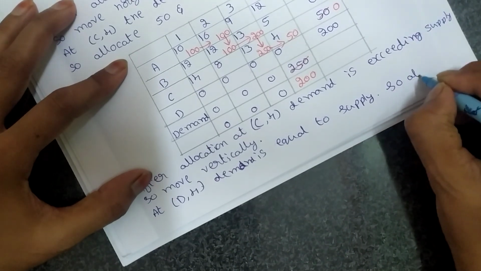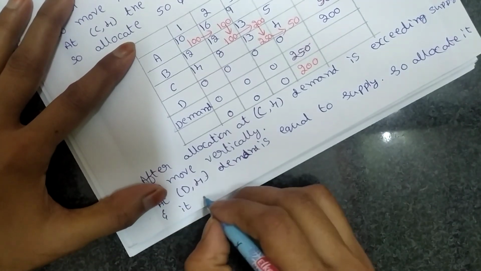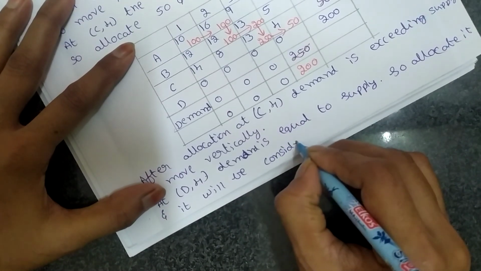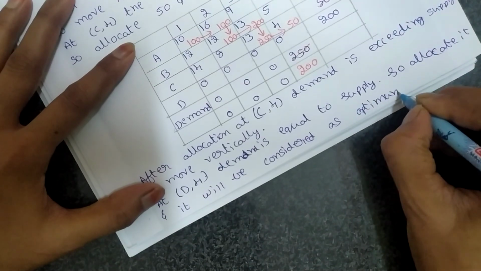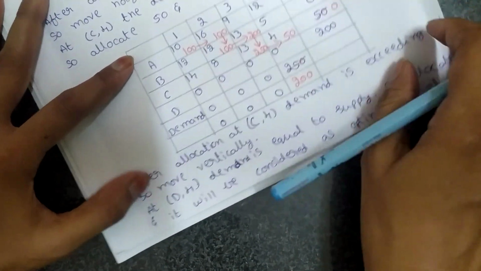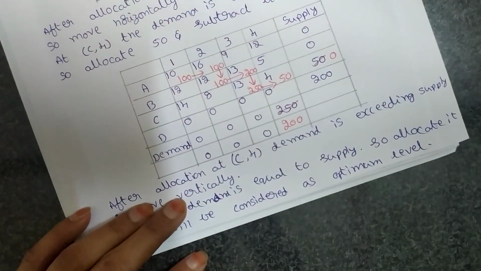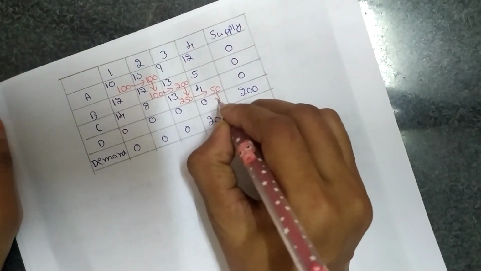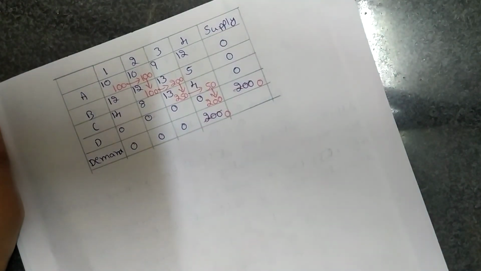So allocate it, and it will be considered the optimum level. When the demand is equal to supply, that is the last step, the optimum level has been reached. Now we will allocate this 200 and cancel this one. Okay, this is the new transportation we get, and here we will move vertically. Now 200, 200, we will allocate 200 here, and both will be 0, and this is the optimum solution.